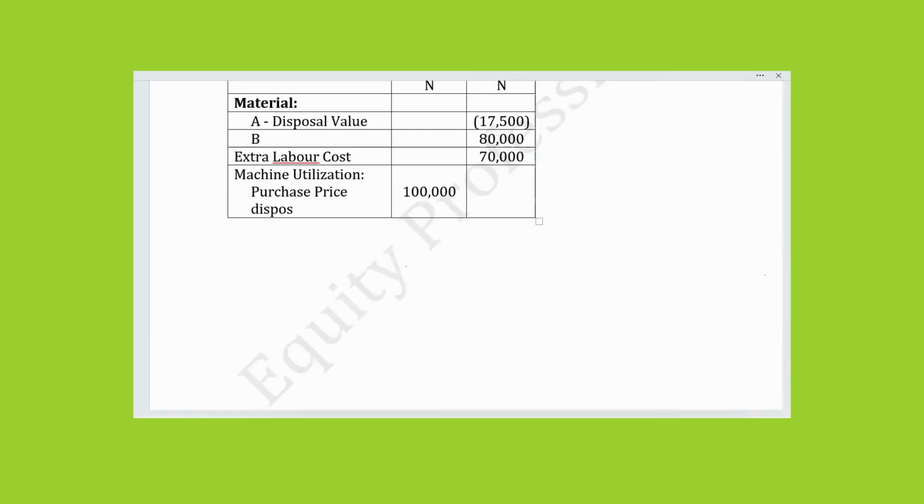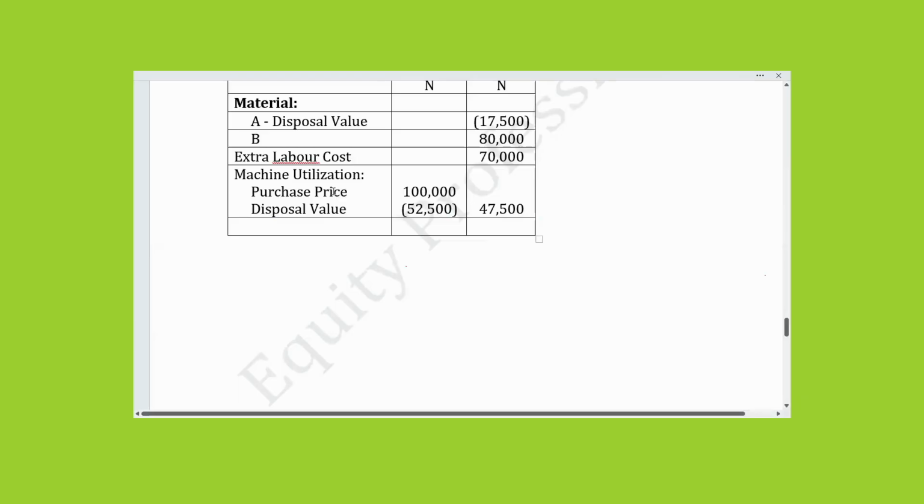Disposal value. At the end of the project, the machine will be disposed of for 52,500. So you need to less. That's a saving. So technically, how much has the company spent on machinery? It has to be the difference between 100,000 and 52,500. That's 47,500. That's the actual cost that will be incurred on the machinery.